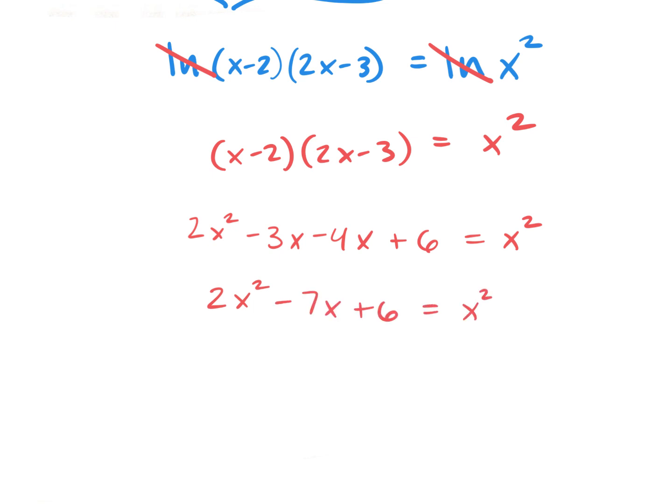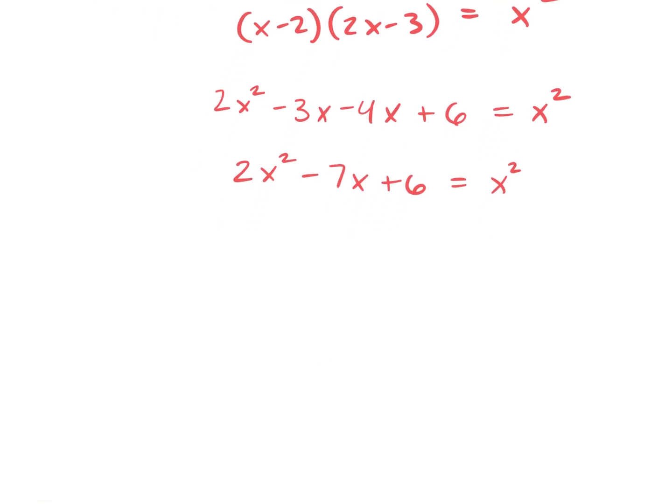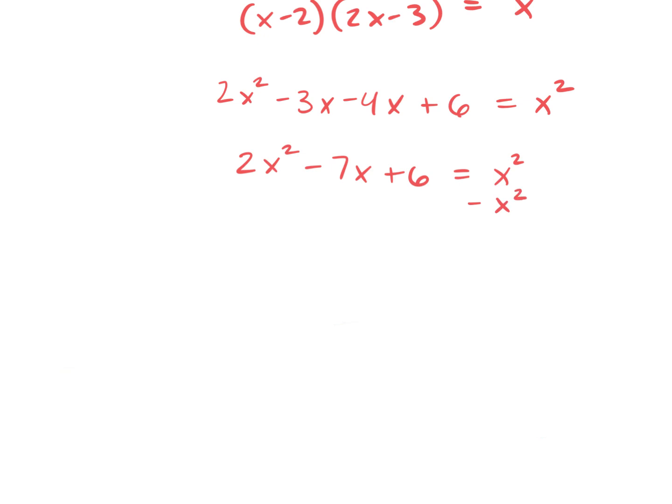What would we have to do next? What should we do next? Subtract the x squared. We want to move all of our terms to one side because when we see we have an x squared, we know we're probably going to have to factor. So here we have 2x squared minus x squared would be x squared minus 7x plus 6 equals 0. So if you're going to factor, you need it to be equal to 0. Since we have an x squared, we have to factor. So it's perfect that all of our terms are on one side.